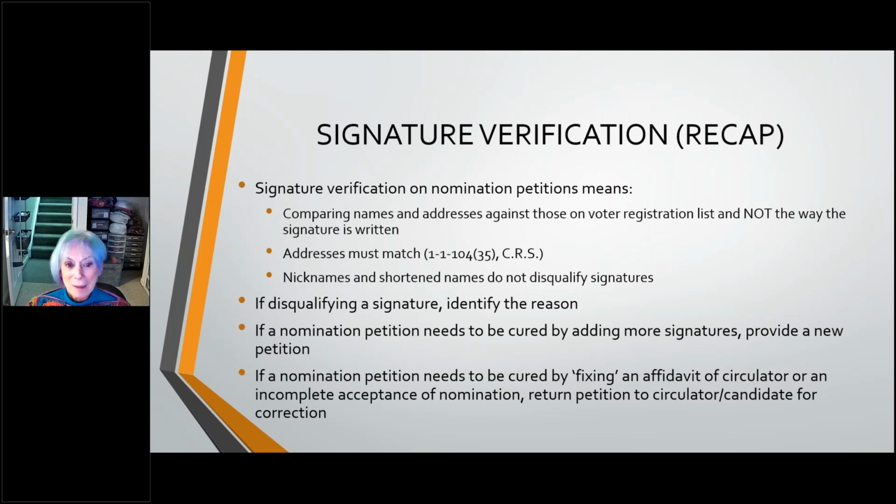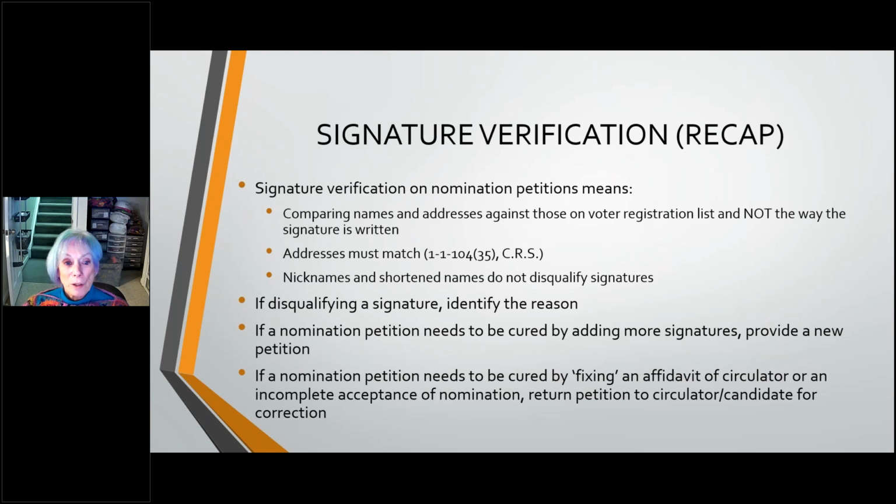The names, not so much. So that's why we say that nicknames, shortened names, the use of middle names when people sign the petition are not enough to disqualify any signature on the ballot if you can be assured that the person signing and the address to which they are signing matches the name and the address on the voter list.